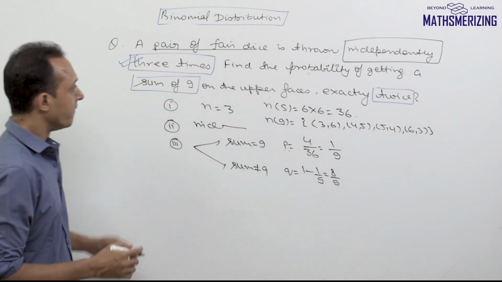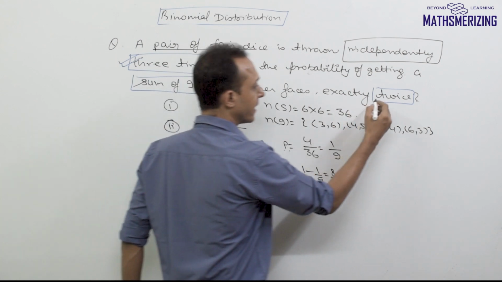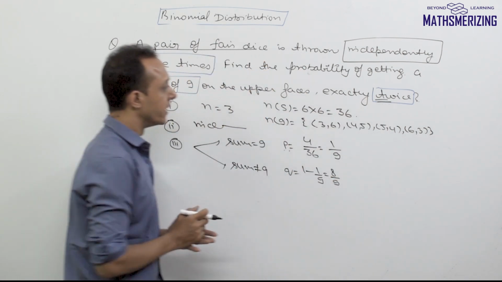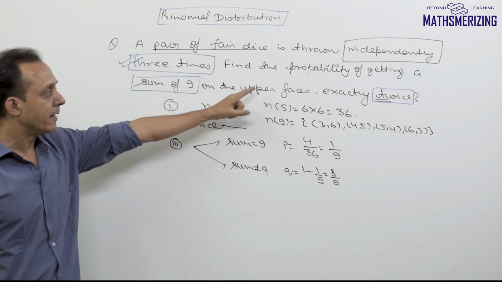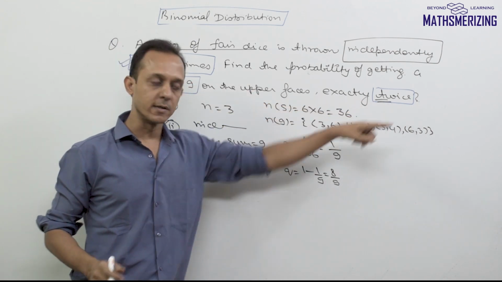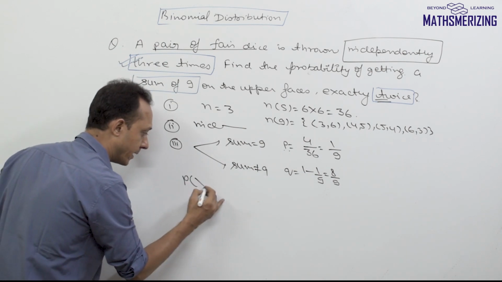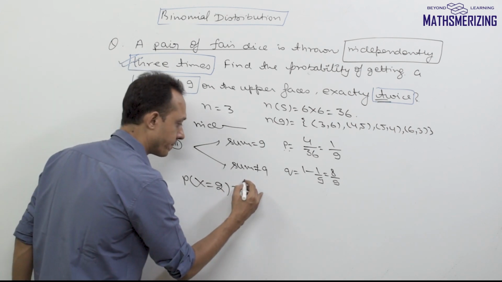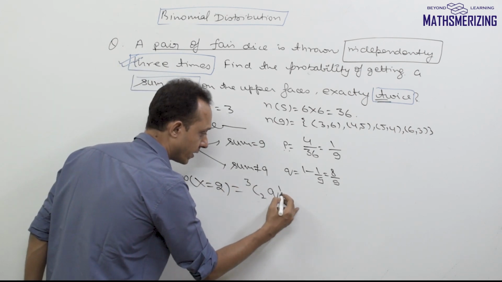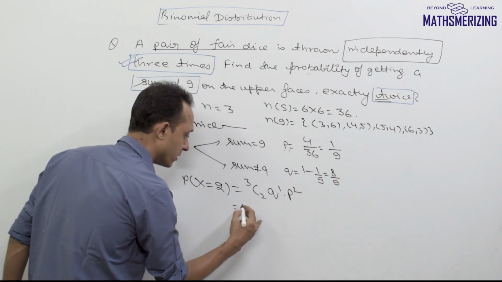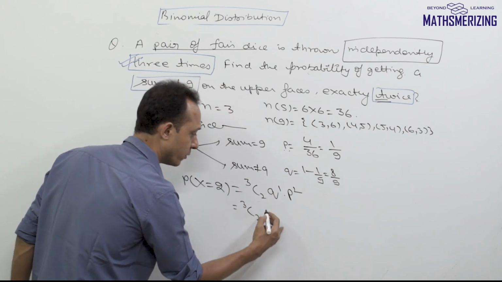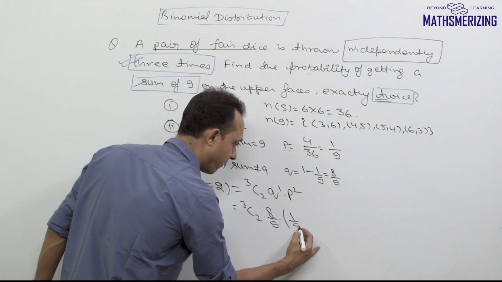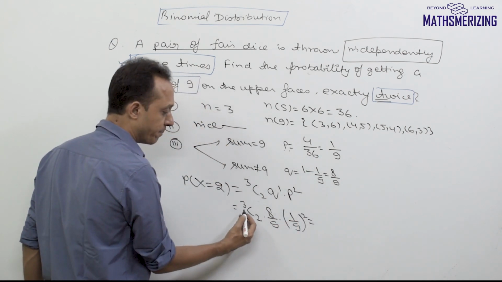Now it says we need to find the probability of getting the sum of 9 exactly twice. So that is, out of these 3 trials, we need to find the probability of exactly 2 successes. So I'll need to find the probability when the value of the random variable is 2. So it should be 3C2 q to the power 1 and p to the power 2. So it will be 3C2. What is the value of q? q is 8 by 9. And what is the value of p? p is 1 by 9. So 3C2 is simply 3.